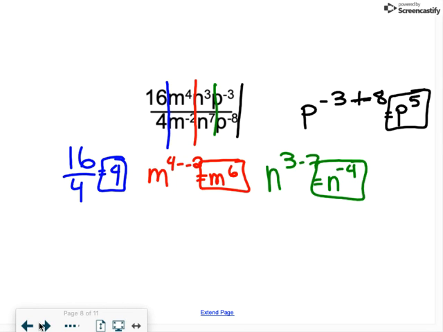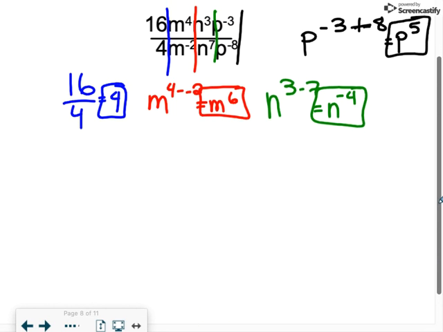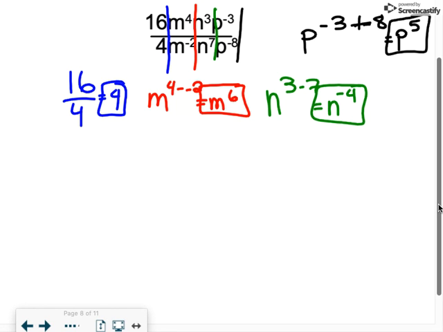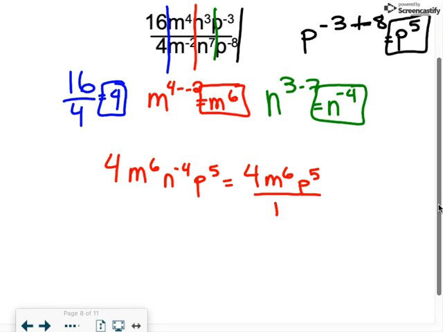And now we want all of these values written out for us here. So we're going to write this out as 4 m to the 6th, n to the negative 4th, p to the 5th. Right, we check, do we have any negative exponents? In this case, yes we do, so we need to rewrite this as 4m to the 6th, p to the 5th, over n to the 4th.